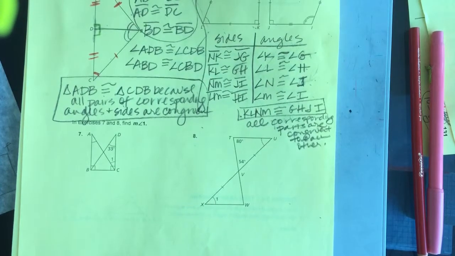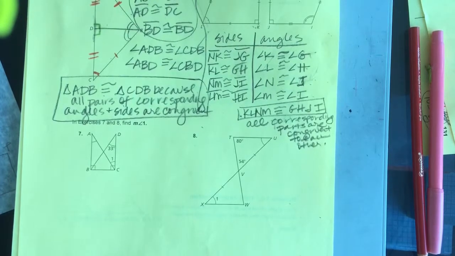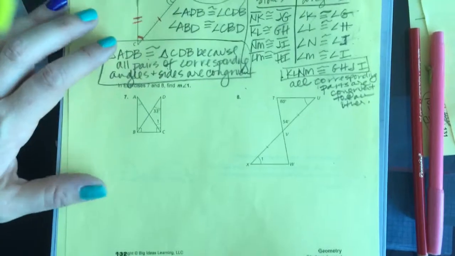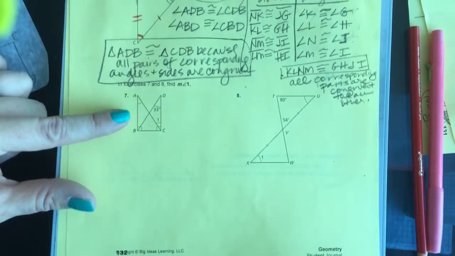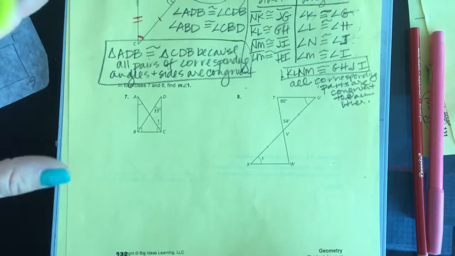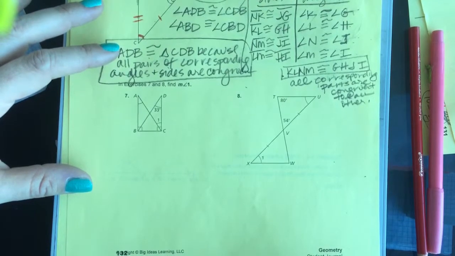Now we're going to go on to 7 and 8. 7 and 8 are not as complex or as much to document, but there's still a lot going on. We have to find the measure of angle 1. And angle 1 is kind of in a funky place, I think.